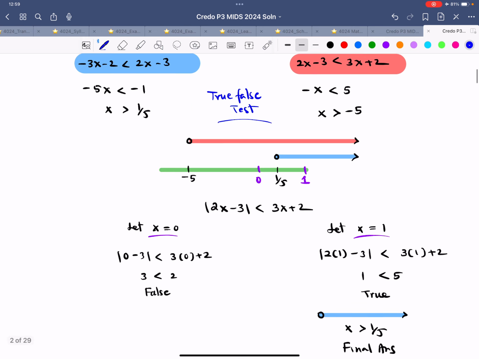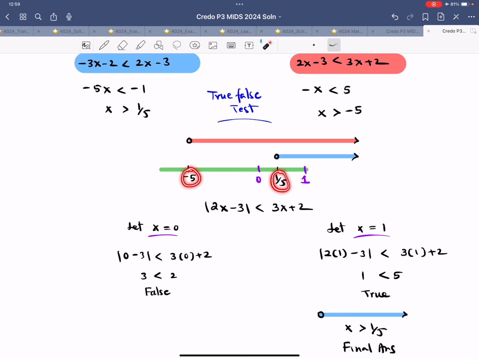So what do we do? We choose a convenient number between -5 and 1/5 that represents this particular portion of the number line. The best number that I can think of is 0. The second number should be representing this part of the number line. So I chose 1. Now plug in x equals 0 in the original inequality, plug in x equals 1 in the original inequality.